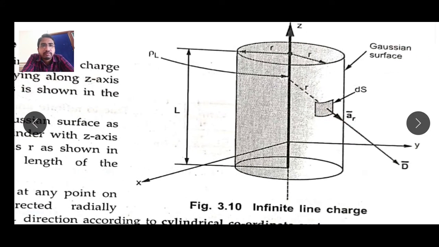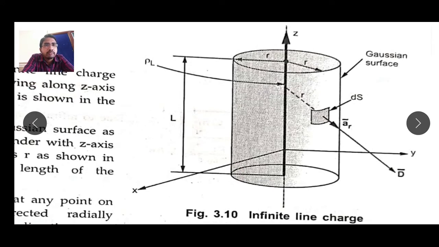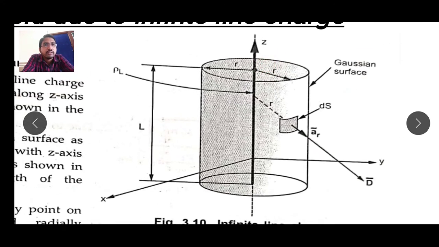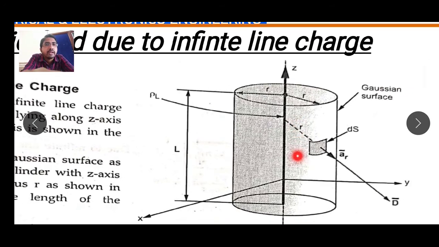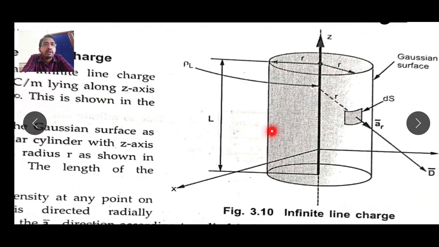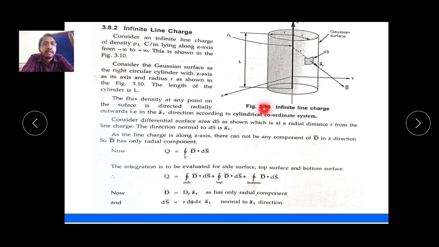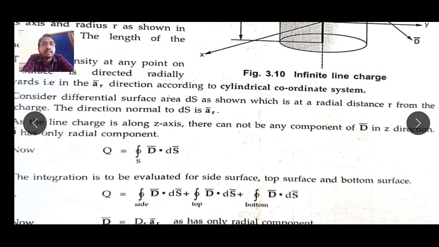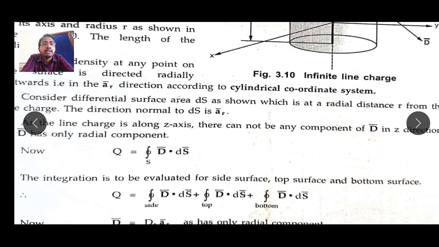So this differential surface is ds, and the unit vector perpendicular to the surface is ar bar. So here, how many total surfaces are possible for this cylinder? We can see this top part, we can see the bottom part, and we can also see this side. So the total Gaussian surface is split into three parts that we can clearly see here: sides, top, and also bottom.